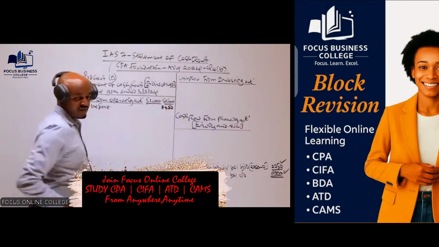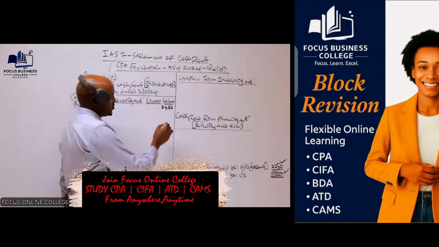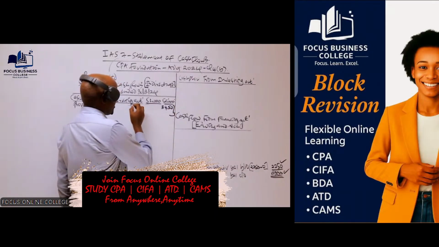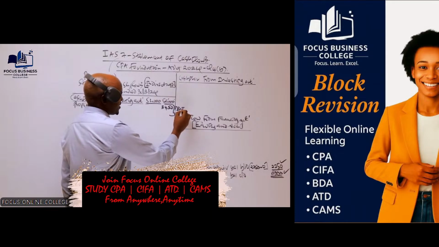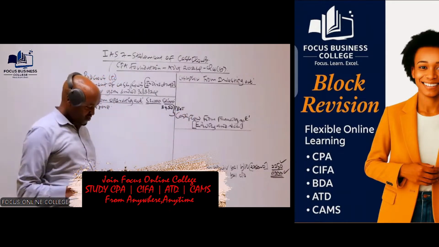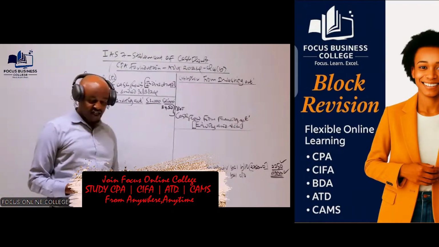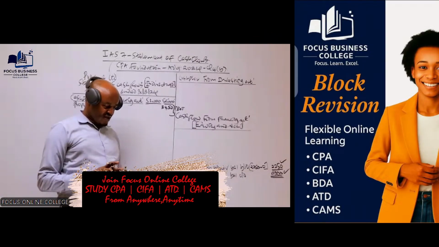450. But if you can recall, we said in computing this particular cash flow from operating activities, we should start with the profit before interest and tax. In other terms, what is known as the operating profit. But if you check, in our case, we don't have that operating profit.